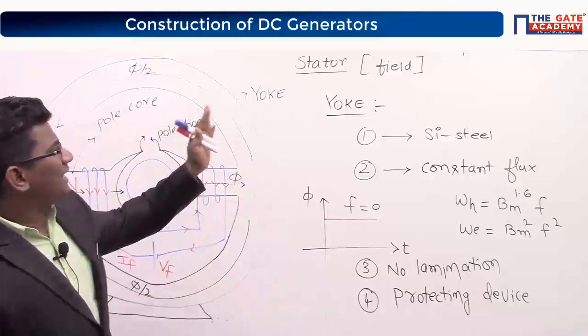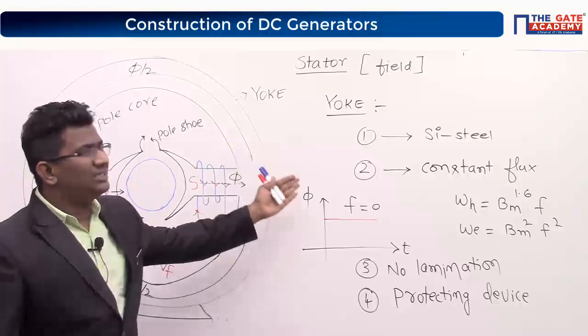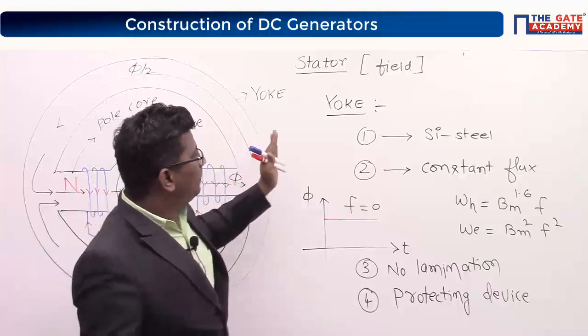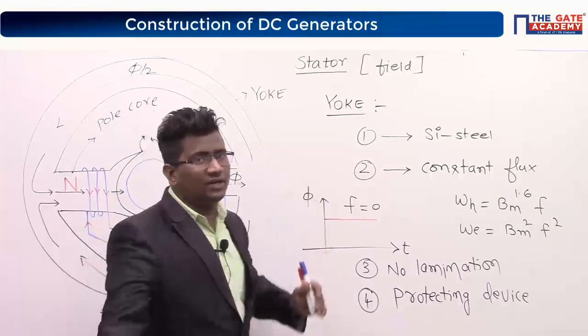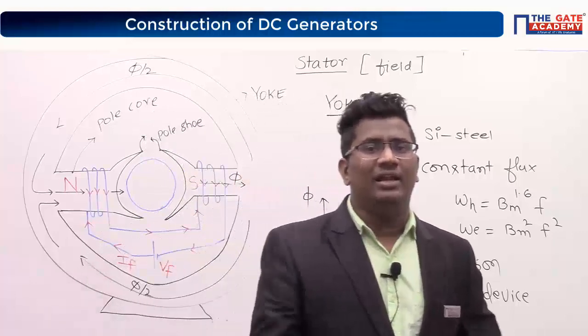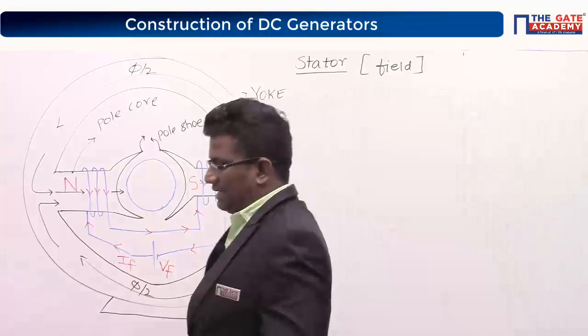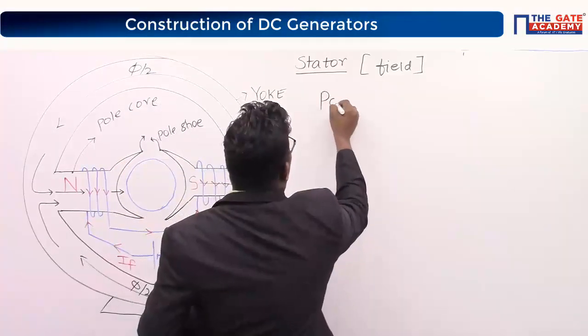So just take down this. Once it is completed, please let me know. I hope you have already taken the circuit. Then take this yoke. Then I will talk about the pole core and pole shoe. After that, we will move ahead with the remaining construction. Come on, quick. We don't have enough time. The next very important one is the pole core.